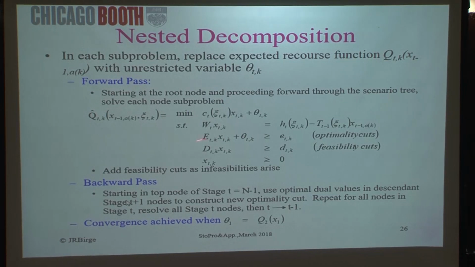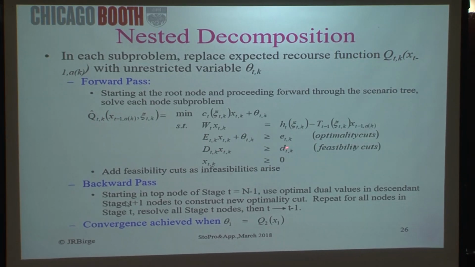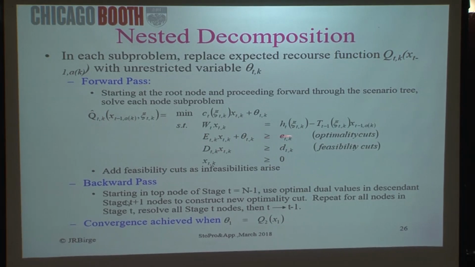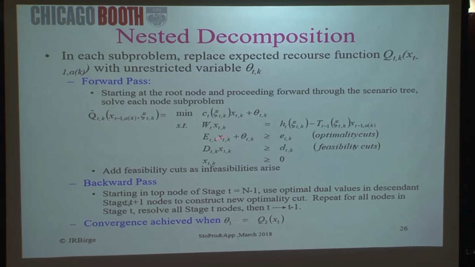And so you're sequentially updating and adding in these cuts. These are the ones that maintain feasibility. These are the ones that are associated with optimality. You sequentially add them into your problem and then resolve.